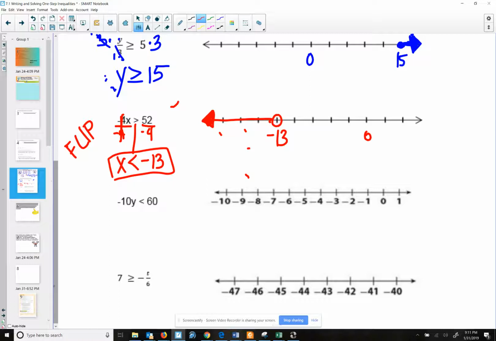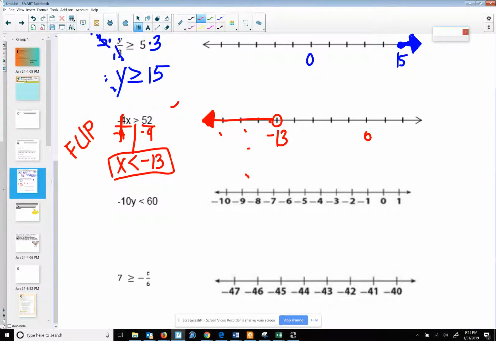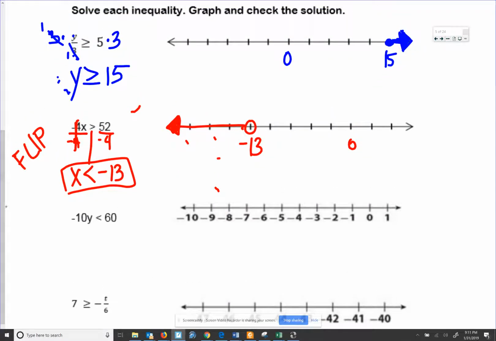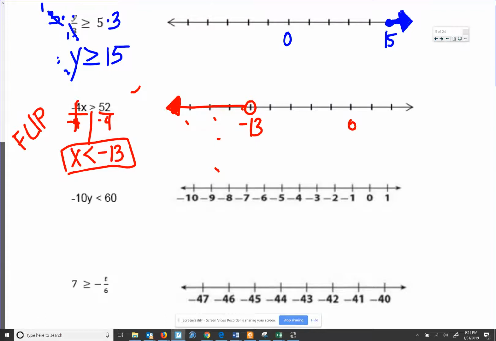-10 times y is less than 60. Okay, let's do this one. Let's see, I wonder if I can make this a little bigger so I can see what we are doing here. Wow. Okay, this one, I'm going to undo the multiply with divide. I have to divide by -10. Divide by -10. Dividing by a negative means I must flip it.